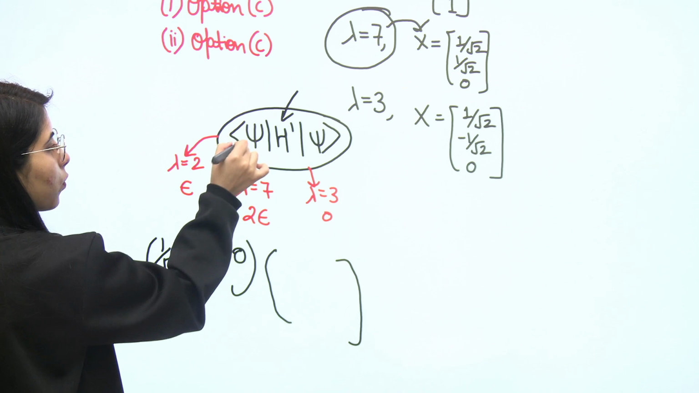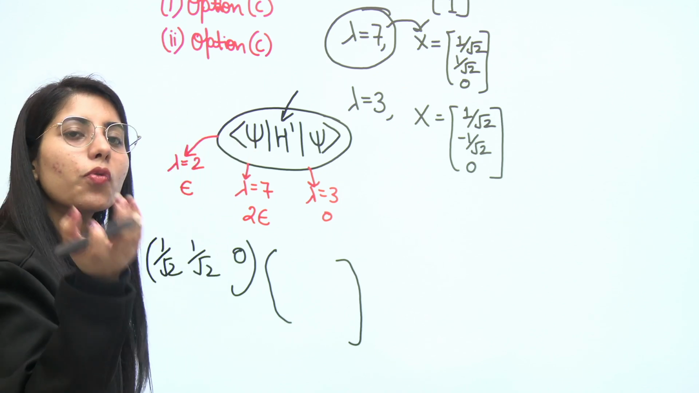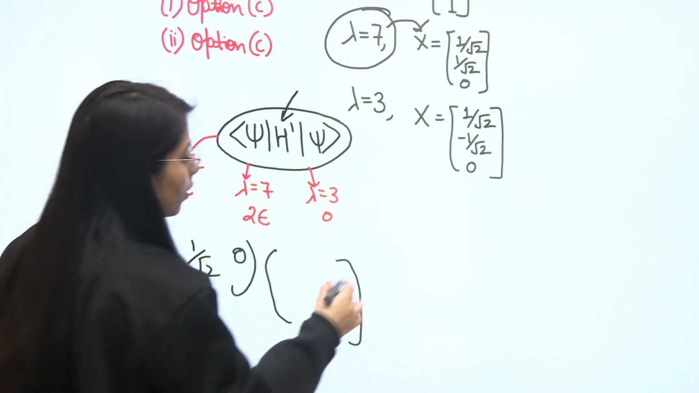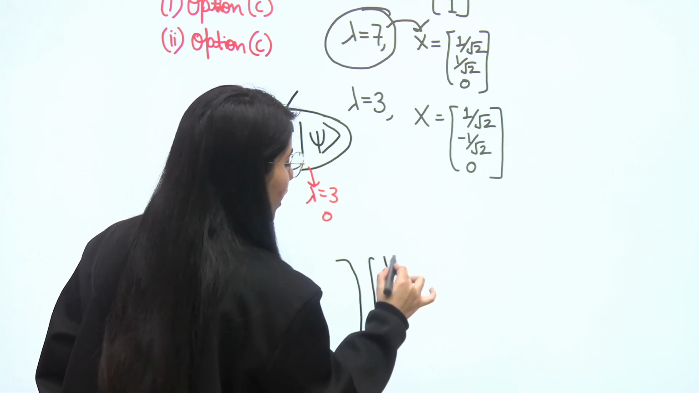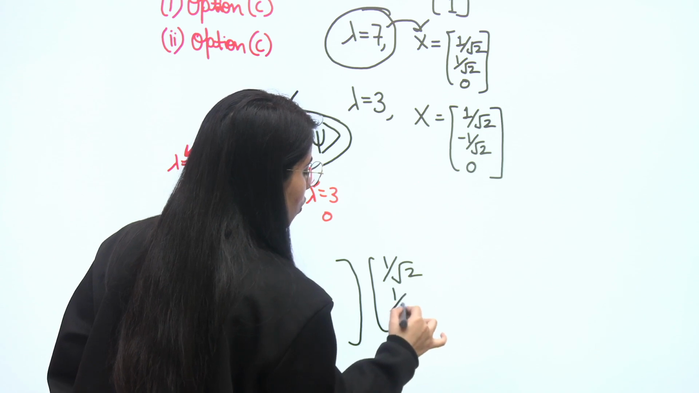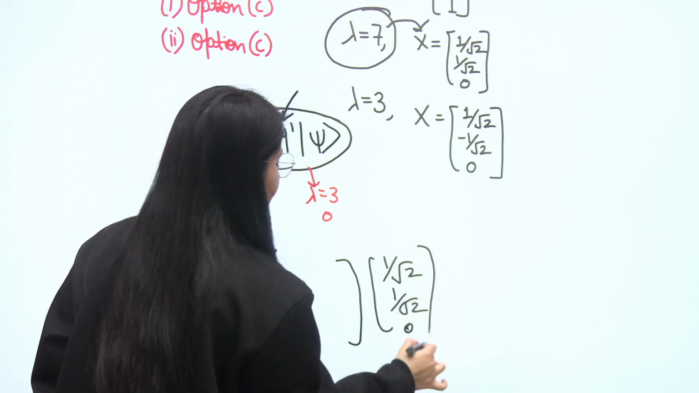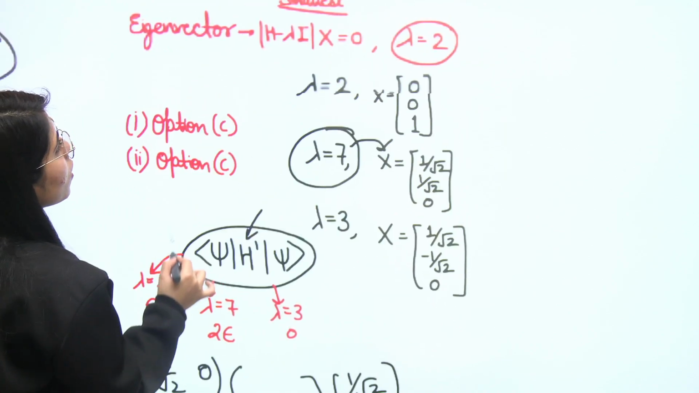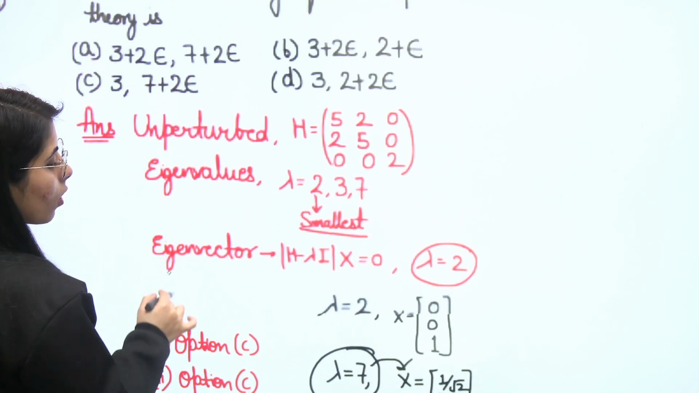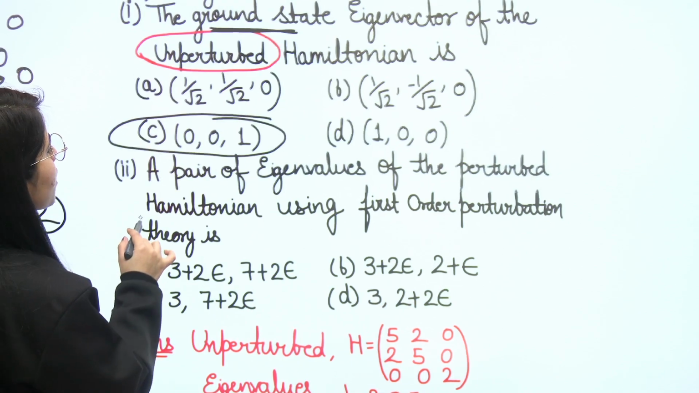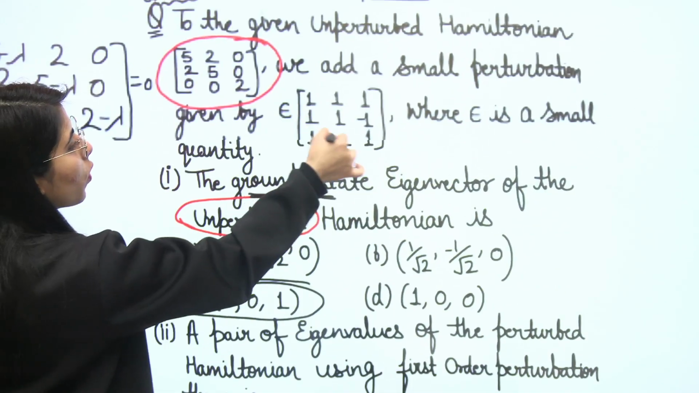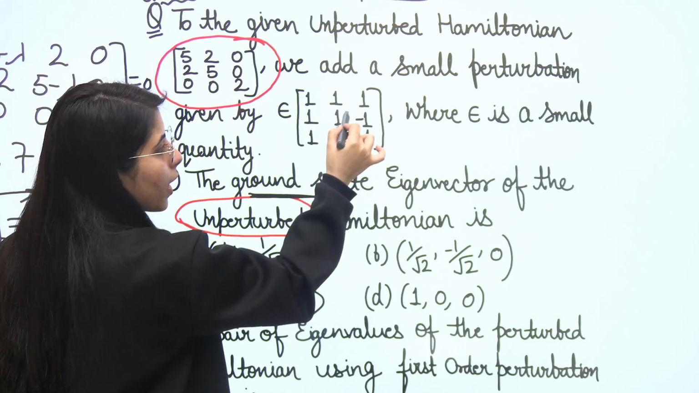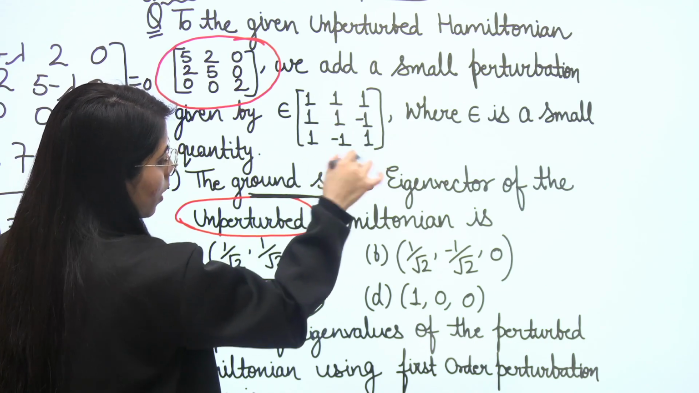Because I have told you that the column matrix form, you will have to convert it into the row matrix. So that's what I have done here. In the same way, you are going to write it at this place. It is going to be 1 upon root 2, 1 upon root 2 and 0. Clear? And here the perturbed Hamiltonian, which I will show you once so that nobody makes a mistake. It's going to be this one. You can write epsilon, epsilon, epsilon, epsilon, epsilon, minus epsilon, epsilon, minus epsilon and epsilon.